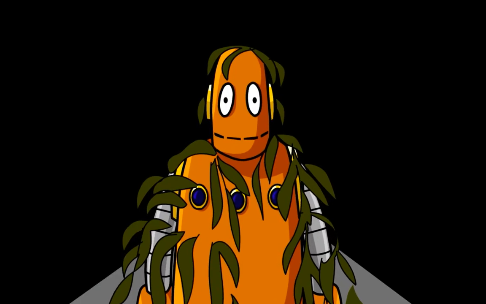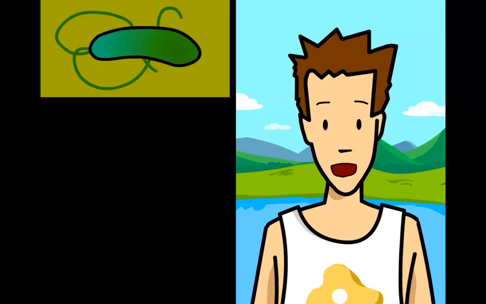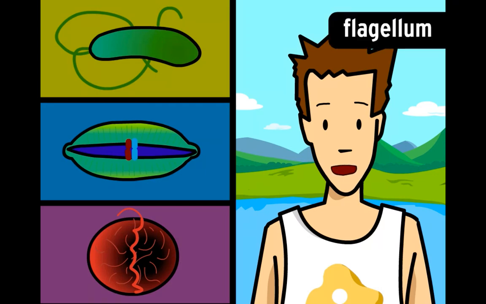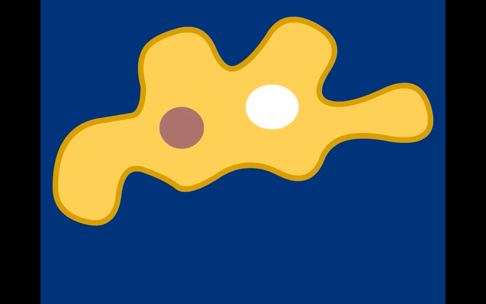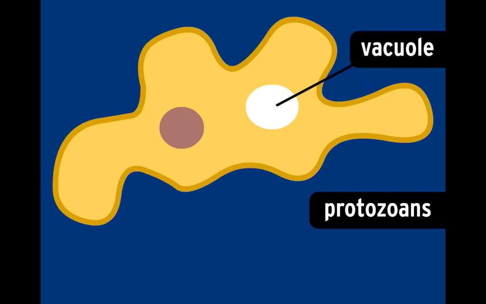These organisms have many cells and complement any fall wardrobe nicely. Other plant-like protists are single-celled. They propel themselves with tails called flagella and have an eye spot to detect light. Animal-like protists, like this here amoeba, are called protozoans. Protozoans are single-celled. They have special spaces called vacuoles for digesting food and getting rid of excess water.